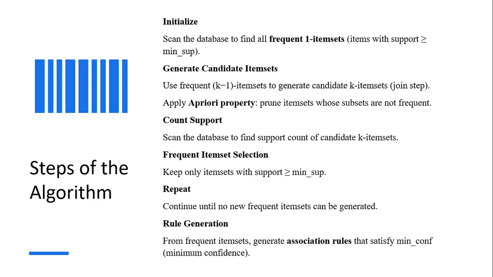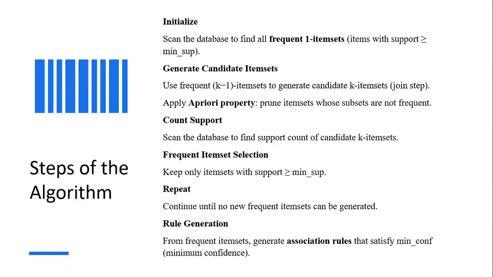And for the rule generation, we always have to remember, from frequent item sets, generate association rules that satisfy minimum confidence, that is nothing but the minimum support. So these are all the 5 steps: initialize, generate candidate item sets, count the support, frequent item set selection, and repeat. And then at the end we will get the association rules between the item sets.